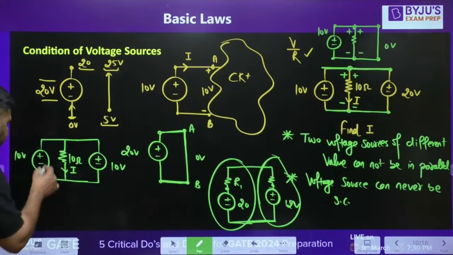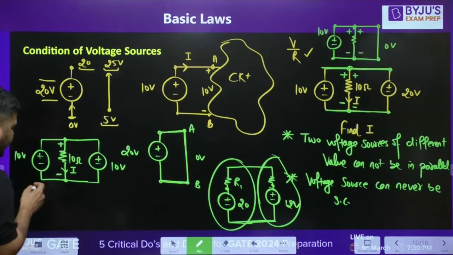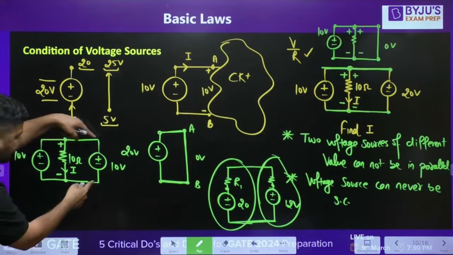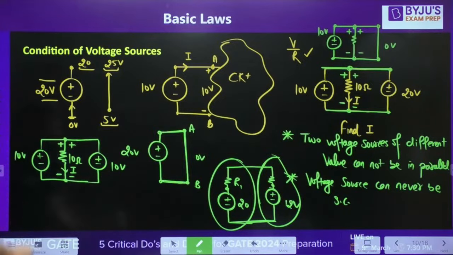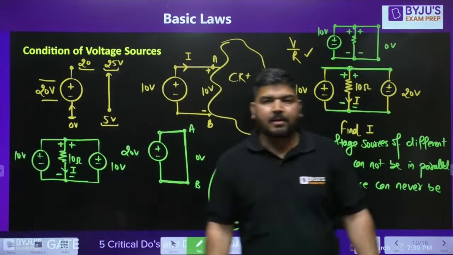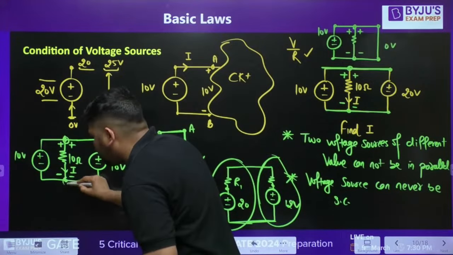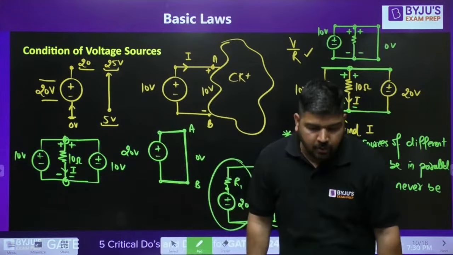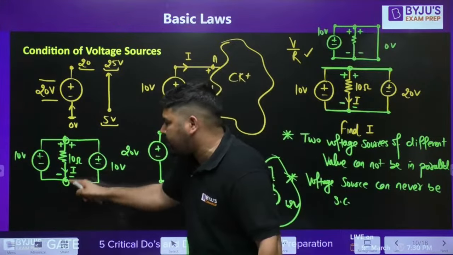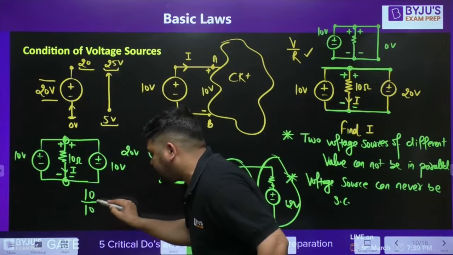Why? Because this source will say that I will maintain 10 volt difference between these two points, because I am connected directly. Similarly, this source will say I will maintain a difference of 10 volt. So both the sources are agreed on 10 volt. The upper point will have a higher potential, the lower point will have the lower potential, and the difference is 10 volt. Now according to Ohm's law, the current will flow from the higher potential to the lower potential, and it will be 10 divided by 10. That has to be 1 ampere.